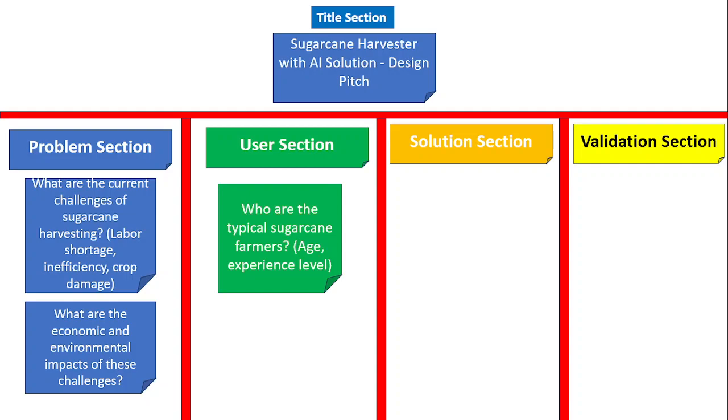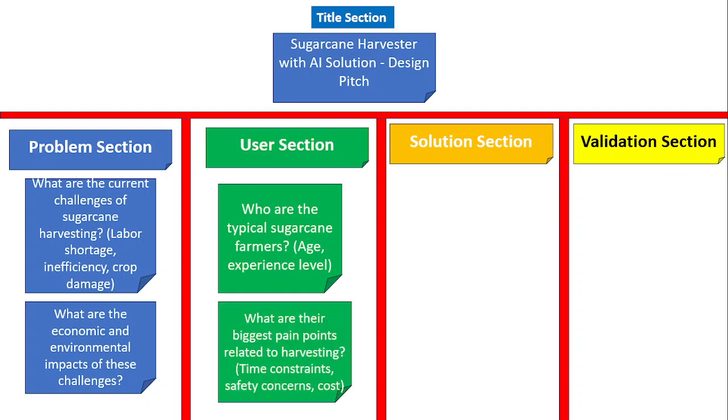Who are your users? In the first sticky note you may use a different color, a green sticky note. In that you may represent user details, because empathy is our first step, so you may define your users to the audience during the pitching session also. So who are the typical sugarcane farmers? You may present their age and experience level also: beginner level, middle level, or experienced farmer. Likewise, you may specify the user, the sugarcane farmers.